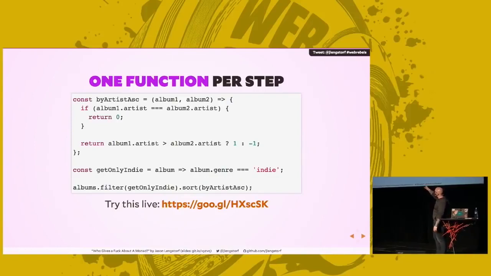So now we start by taking our albums, we filter to just the indie, and then once we've got our list of indie, we sort it by artist ascending.